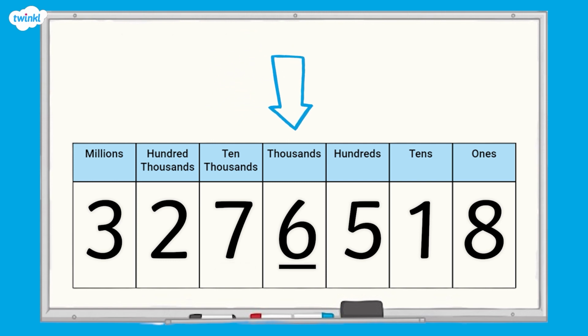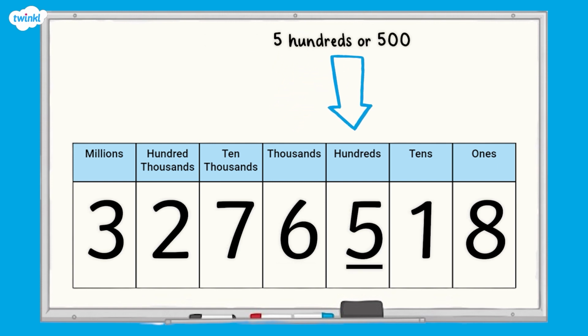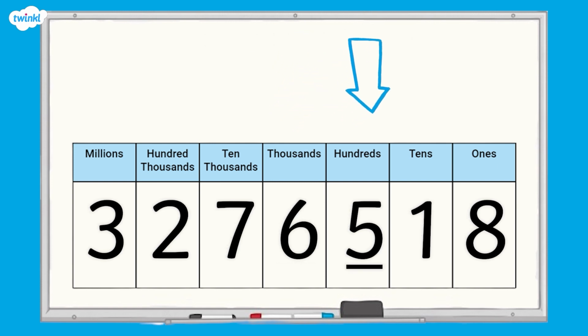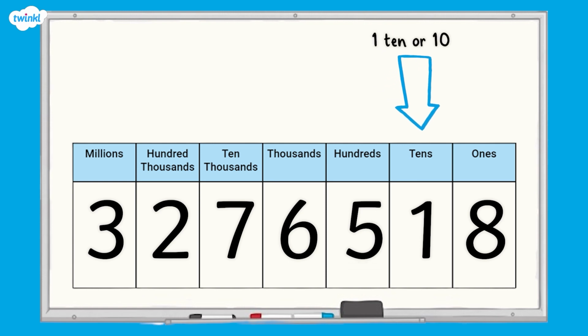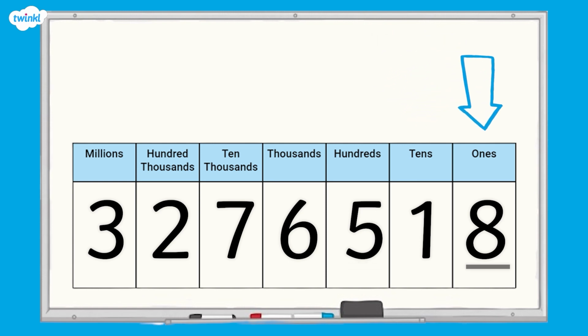The digit 6 has a value of 6,000. The digit 5 has a value of 500s or 500. The digit 1 has a value of 1 10 or 10. And the digit 8 has a value of 8 ones or 8.